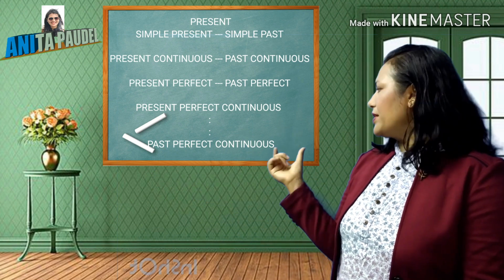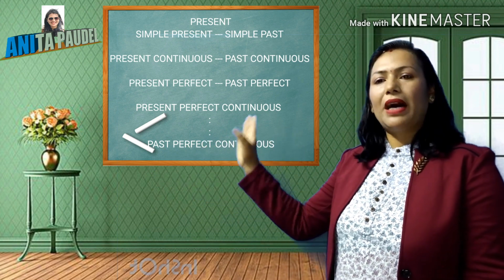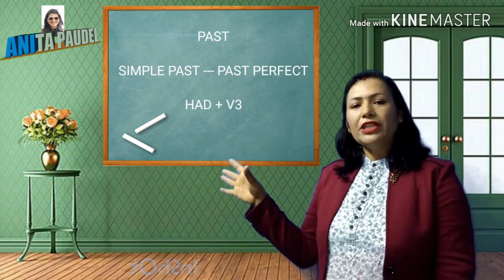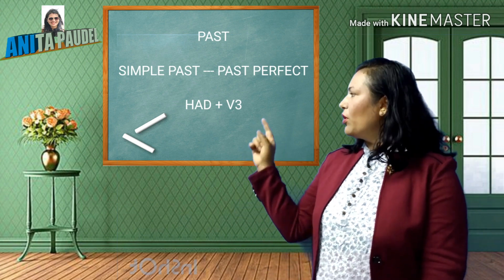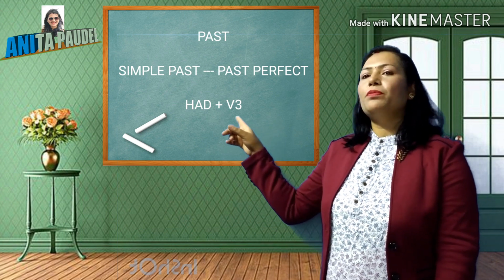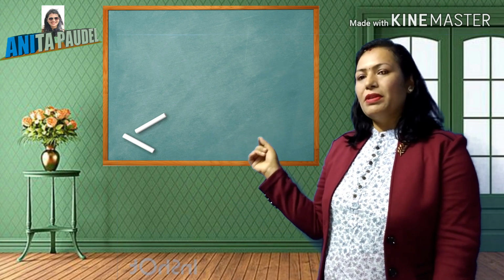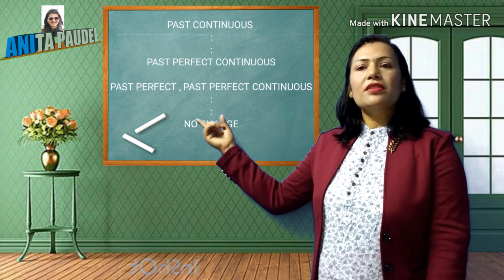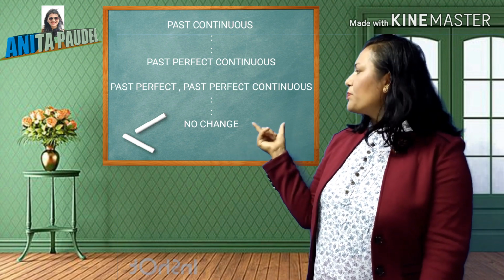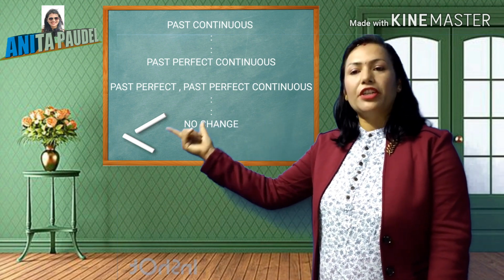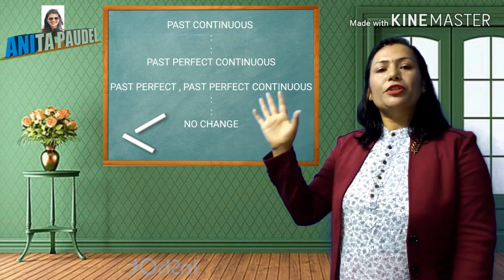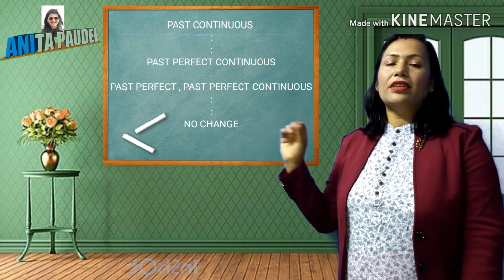Similarly, present perfect continuous turns into past perfect continuous. Then, if the sentence or the speech is in simple past tense, then it must be changed into past perfect. That is, you must use had plus verb 3. Similarly, past continuous becomes past perfect continuous tense. Likewise, past perfect tense and past perfect continuous have no change. That means we can't change them into further past, so they must be written as it is in the statement.